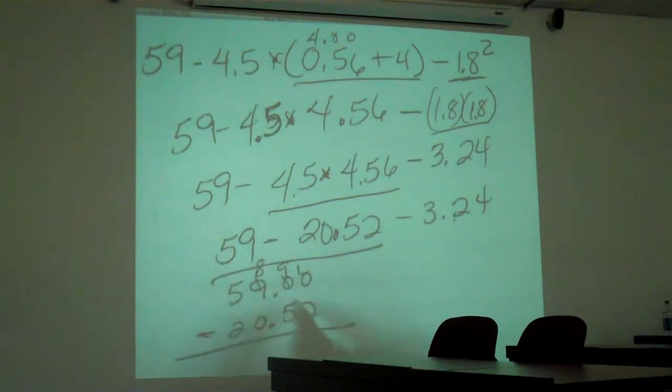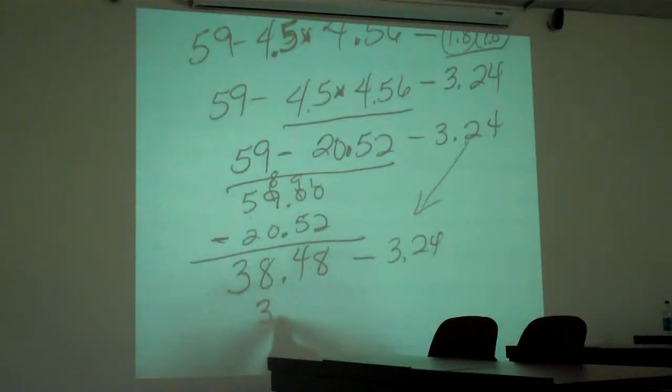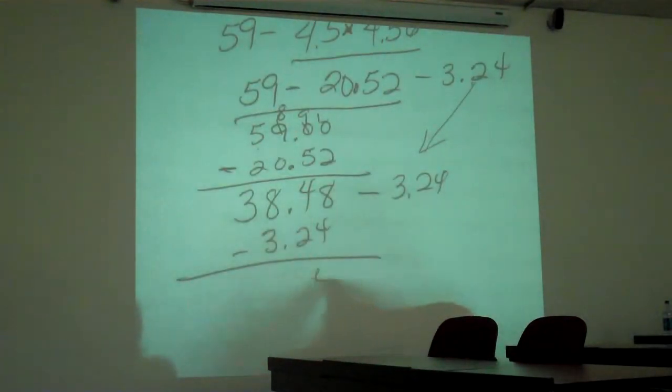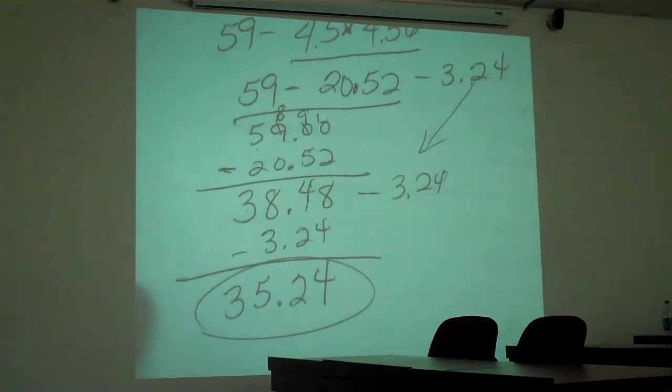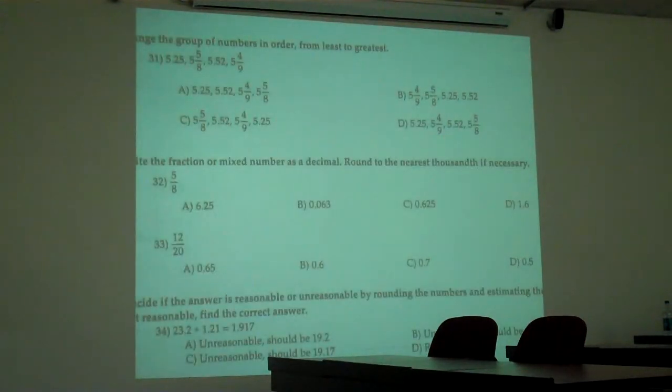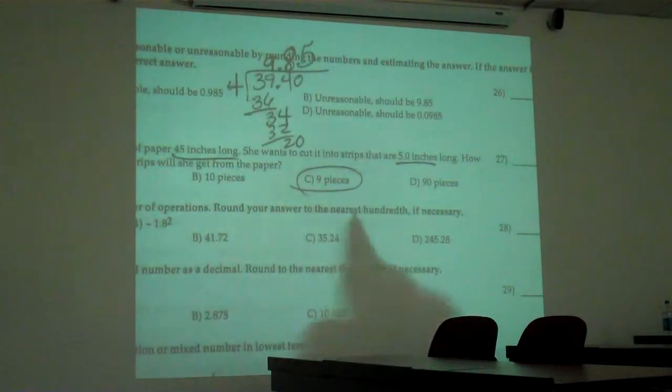So 10 minus 2, 9 minus 5, 8 minus 0, and then we're going to subtract 3.24. We'll just write it under it. Okay, 8 minus 4, 4 minus 2, 8 minus 3, and we bring the 3 down. So it's 35.24. And there's their answer right there.